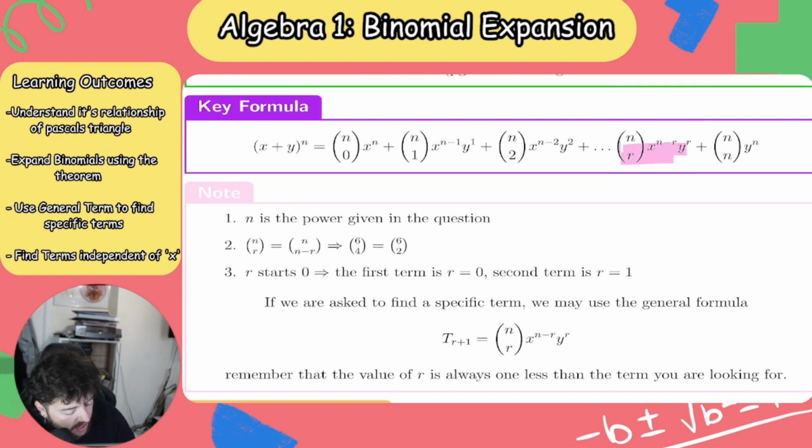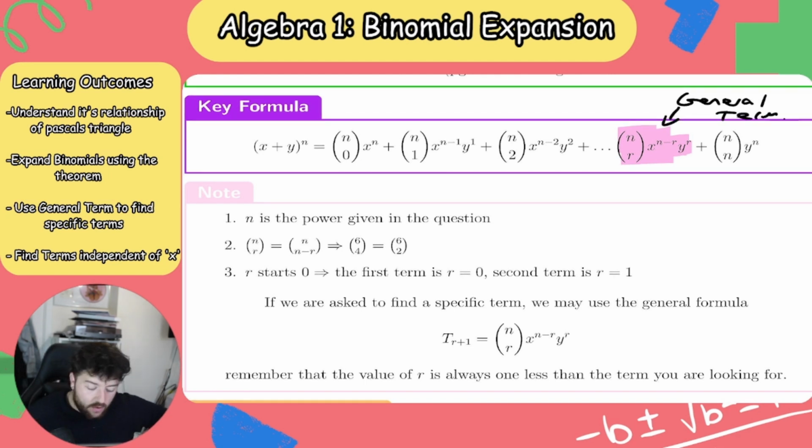Now, this is in your log tables as well. It's hidden away, so it's not specifically listed, but this is your general term formula. This general term formula helps us find specific terms within a binomial expansion, but I'll show you how to do that in a moment. To note, n is the power given in the question. And here's the symmetrical property: n choose r equals n choose n minus r. 6 choose 4 is equal to 6 choose 2.